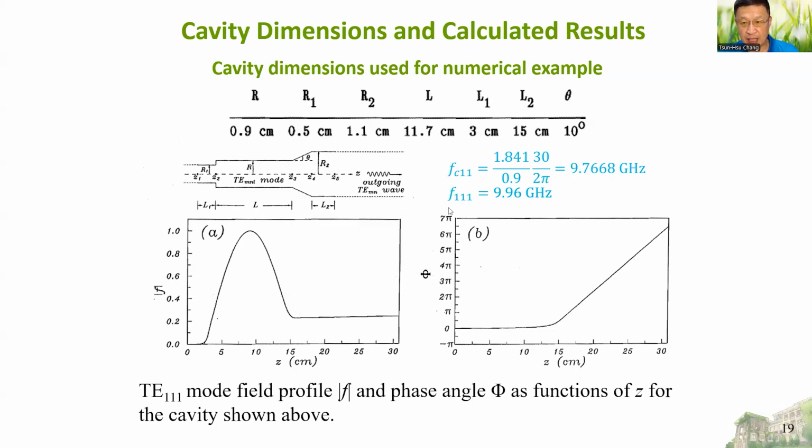And TE111, the 1 is the first axial mode. So the field profile looks just like this one. TE11 with L equals 1, TE111 mode field profile and phase angle as a function of z for the cavity shown above. Here is the result we want.